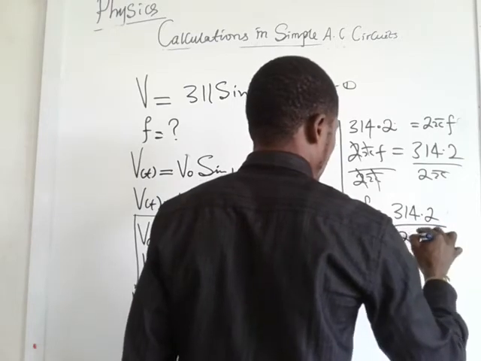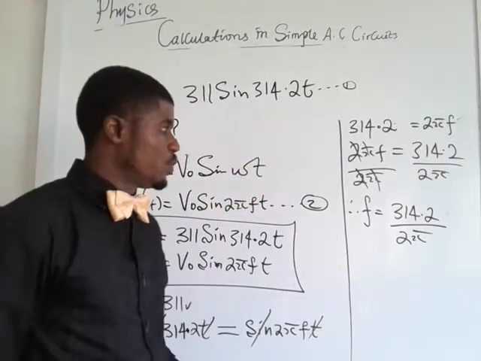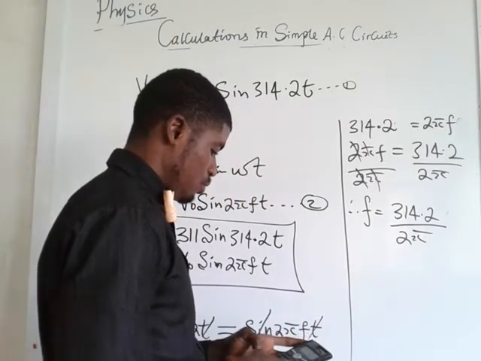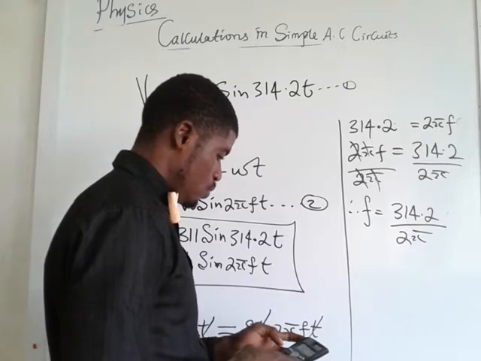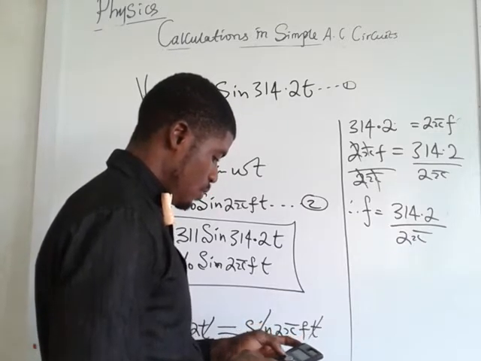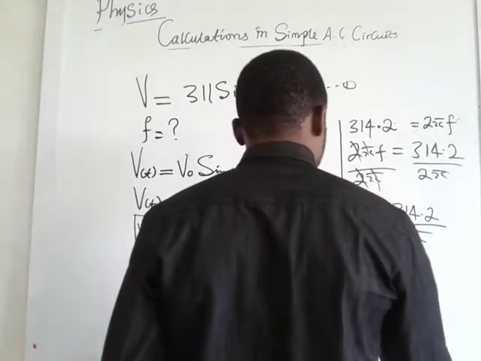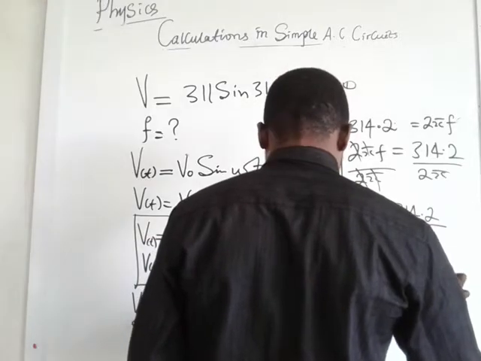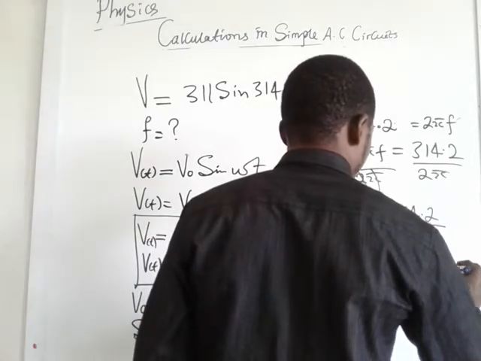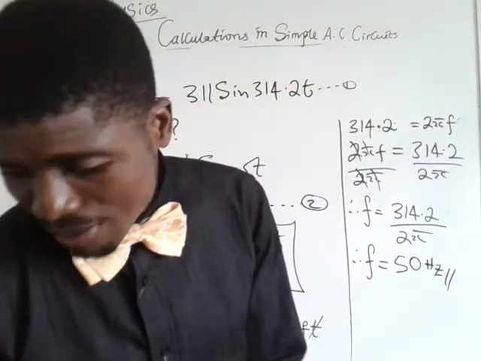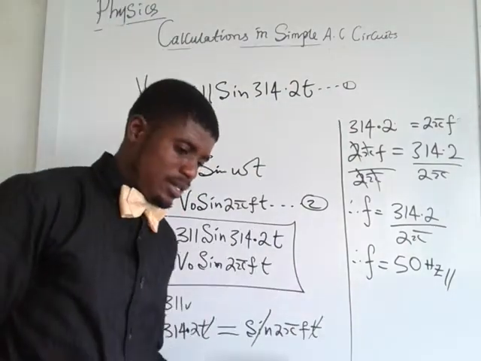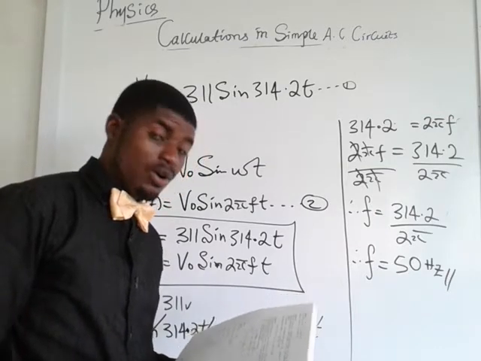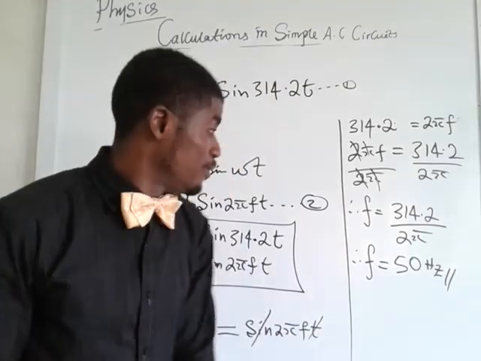314.2 divided by 2 pi. What do we have? You have 314.2 divided by 2 pi. So your frequency F is 50 Hz. I guess that's what we have here as our option. The frequency is given. Yes, I've got it right. The frequency is 50 Hz.